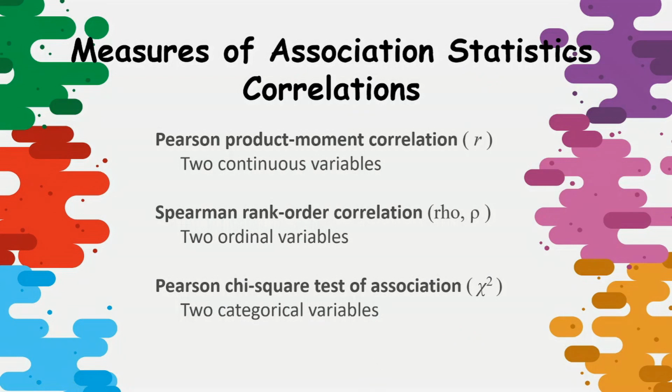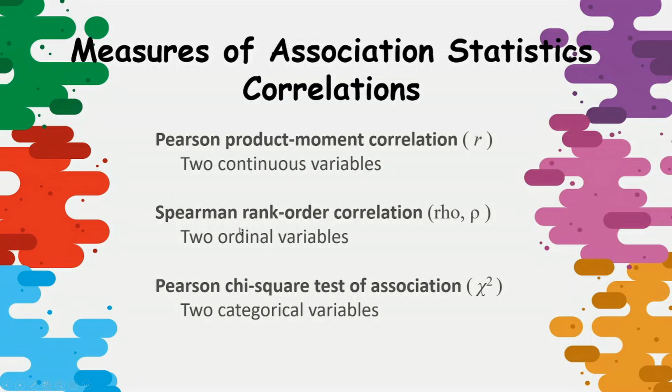Correlations are also considered measures of association. Measures of association are going to include your Pearson correlation and your Spearman correlation. They're also going to include a Pearson chi-square test of association, which has two categorical variables. Instead of having two continuous variables for your Pearson correlation, which usually people just call a correlation. I think that's kind of the lazy way to go about it, but it works.